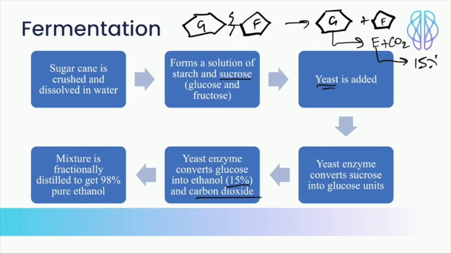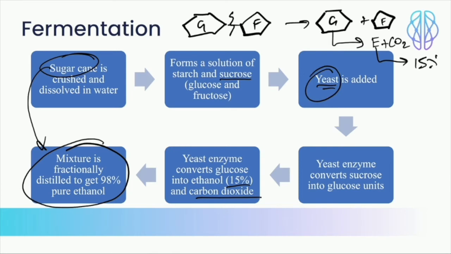What we can then do to purify it is fractionally distill. If we distill it, we can get ethanol as pure as 98%. So in this way, we can make sugarcane into very pure ethanol by the use of yeast.